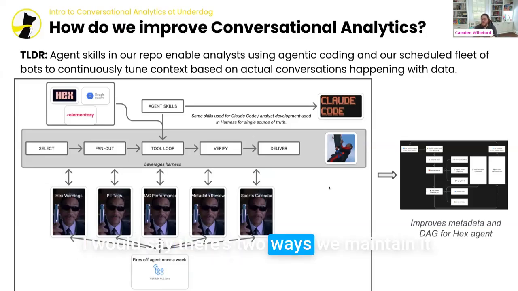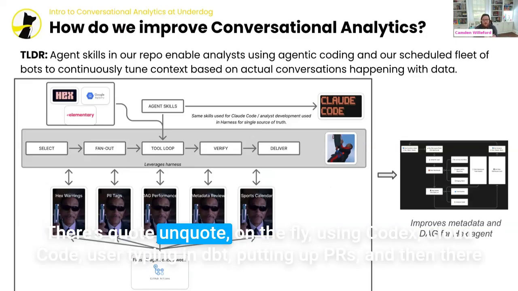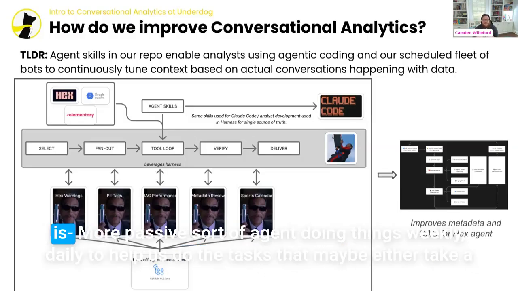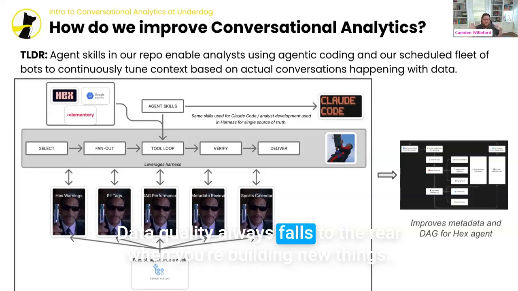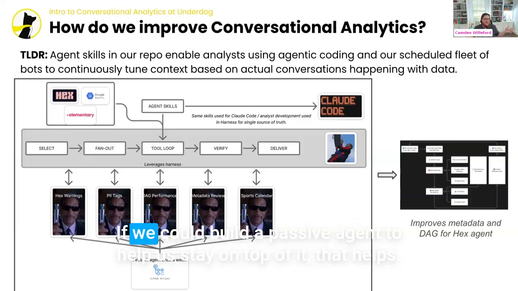I would say there's two ways we maintain it. There's, quote unquote, on the fly, using Codex, Claude Code, user typing in dbt, putting up PRs. And then there is a more passive sort of agent doing things weekly, daily to help us do the tasks that maybe either take a long time, we don't feel good about, or we let drop. An example being data quality. Data quality always falls to the rear when you're building new things. If we could build a passive agent to help us stay on top of it, that helps.